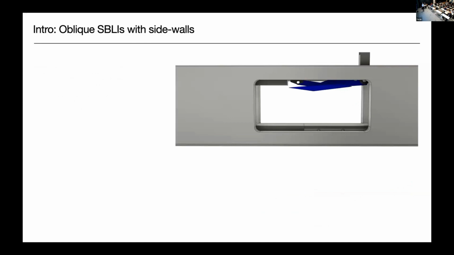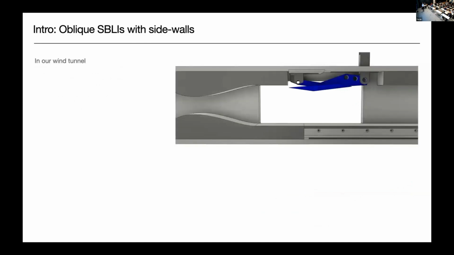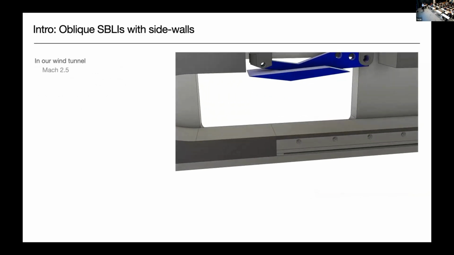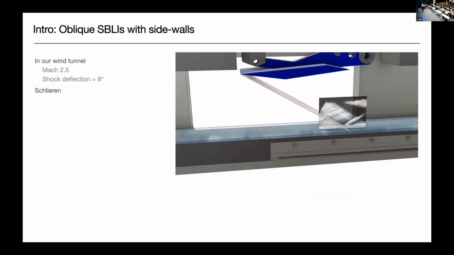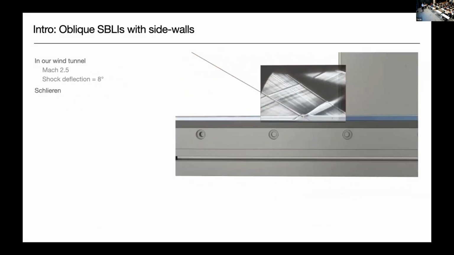Okay, so to observe this in our wind tunnel, we're running at Mach 2.5, and we use an 8-degree wedge to produce an incident shock wave that then interacts with this turbulent boundary layer to produce an oblique SBLI. So let's look at the Schlieren of that interaction. And we see a sort of standard separated interaction with the incident shock, the separation shock, and the reattachment shock.